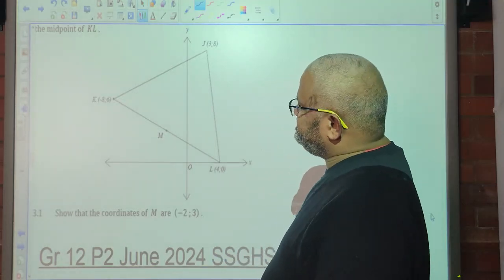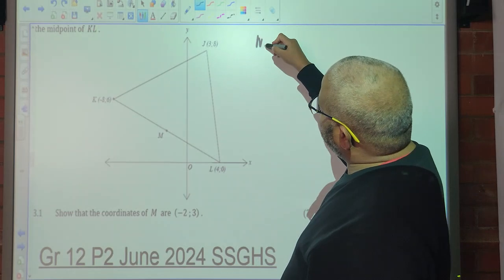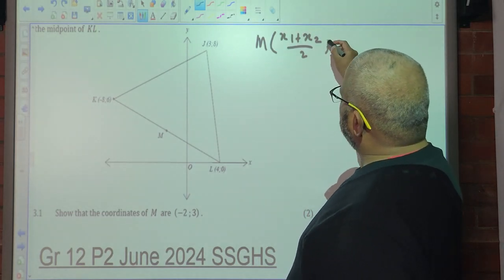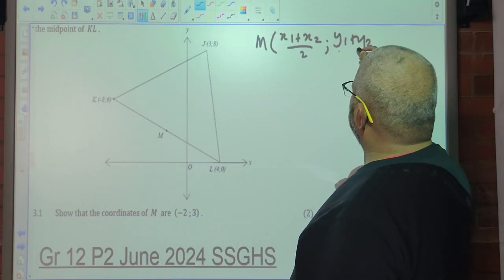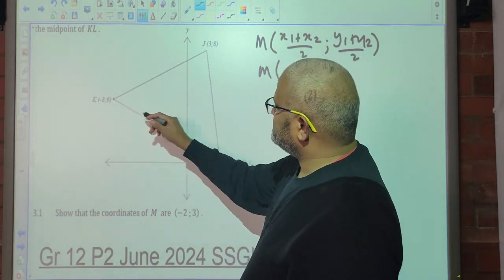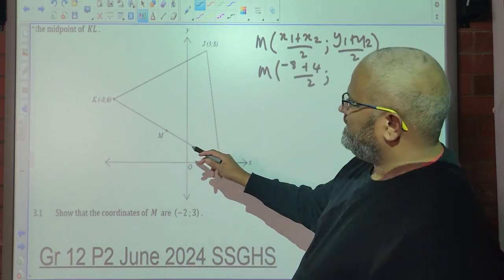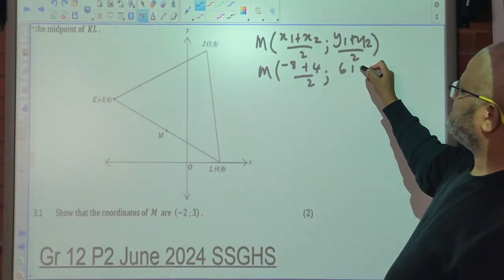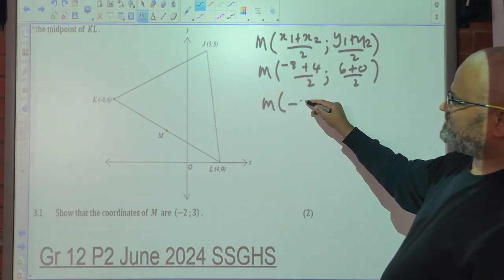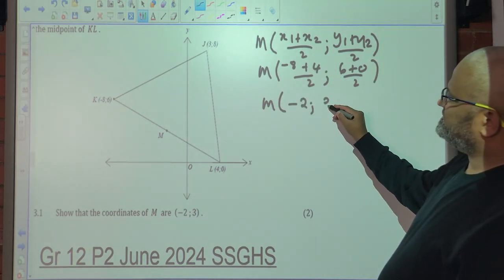So what we do is we say your midpoint is going to be x1 plus x2 over 2, y1 plus y2 over 2. So M is going to be negative 8 plus 4 over 2 and 6 plus 0 over 2. And your M works out to be negative 4 over 2 is negative 2, and 6 plus 0 is 6 divided by 2 is 3.